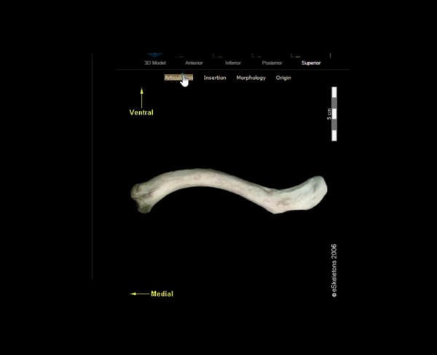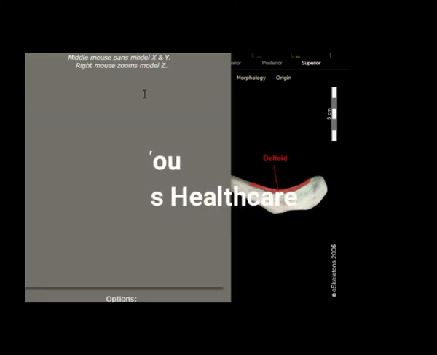Superior aspect, again articulation, sternal facet and acromial facet, insertion of the trapezius muscle, and morphology viewpoint of shaft, sternal portion and acromion portion again. And for origin, you can view pectoralis major, deltoid and sternocleidomastoid here. That's all about the 3D model of the clavicle.